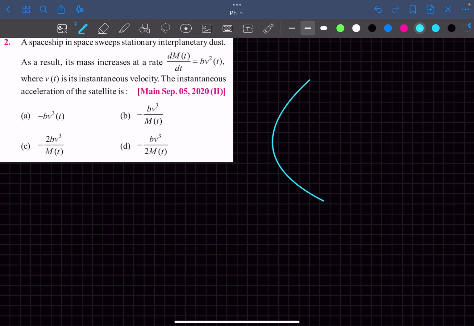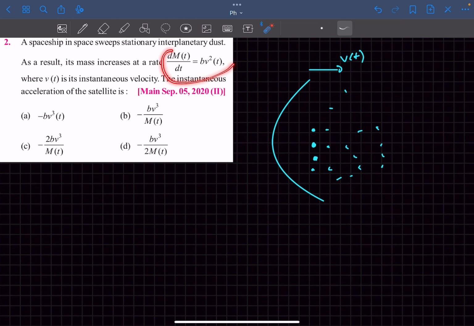Let's say this is a spaceship and it is moving with some velocity, v as a function of time, and there are a lot of dust particles here which are stationary. Basically what's happening is that as it moves towards the right, it collects these individual dust particles at a rate which is given by this. Clearly we can see that the speed of the spaceship is going to go down, right? Because these individual dust particles will apply a force on the spaceship. So because of that, the acceleration will be in this direction. So let's say it's A.